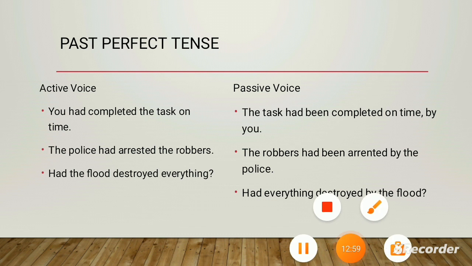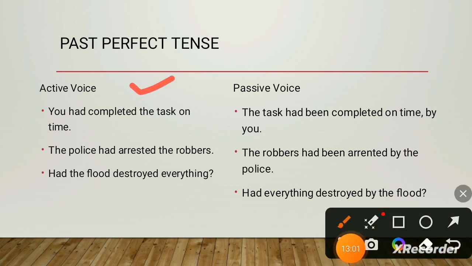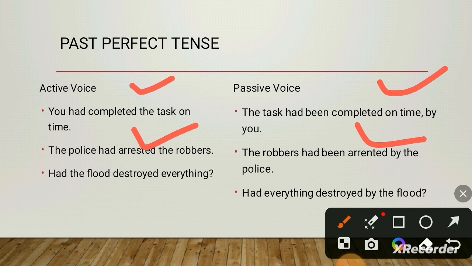A few more examples of past perfect tense. You had completed the task on time. The task had been completed on time by you. The police had arrested the robbers. The robbers had been arrested by the police.